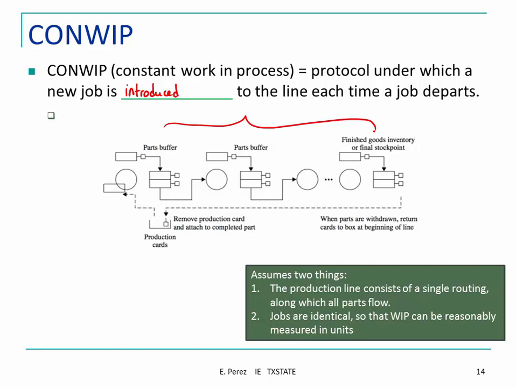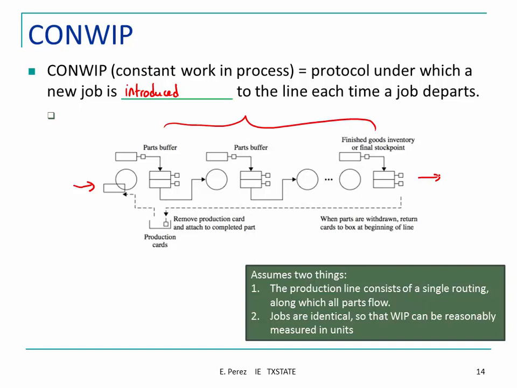Okay, and we're just going to add a new part or a new entity to this line when an entity departs that last station of the manufacturing process. Okay, so that's how we are going to keep this constant level.